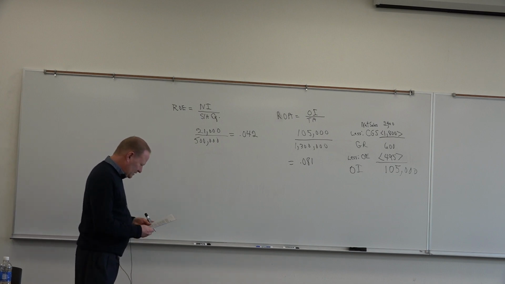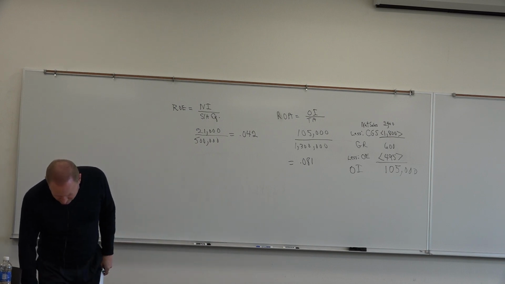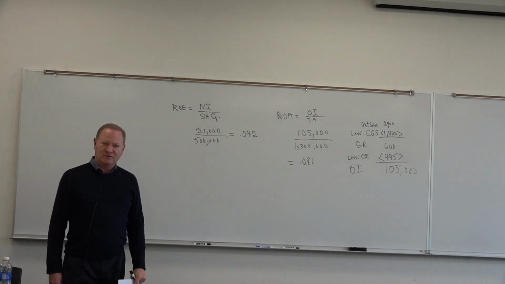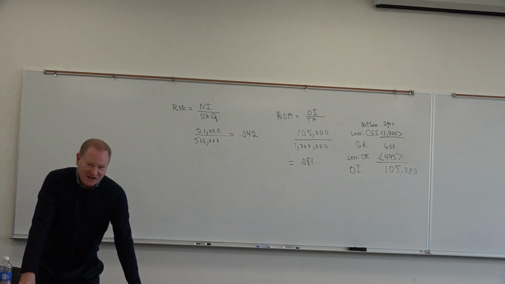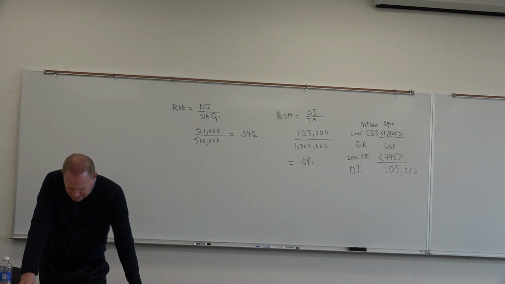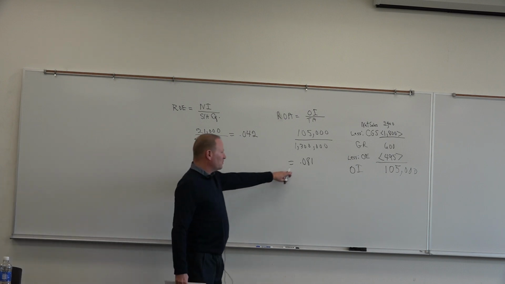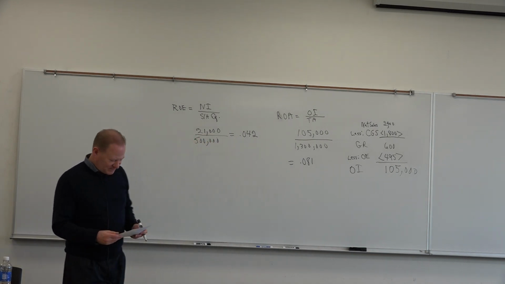Let's see. What makes up the difference? Well, if you look at what they've got in other expenses, the stuff that's below operating income, note that they have a pretty good amount of interest expense. And so that's what makes up this difference between the 0.081 and 0.042 is interest expense.